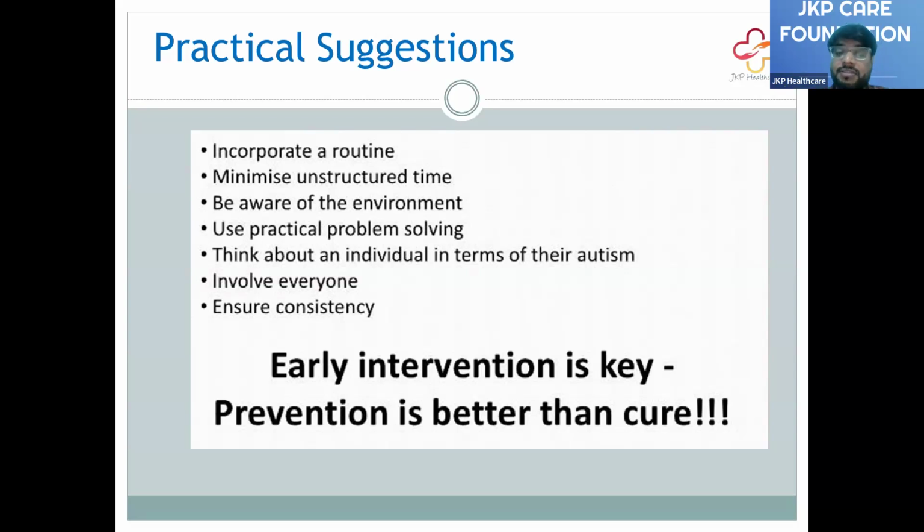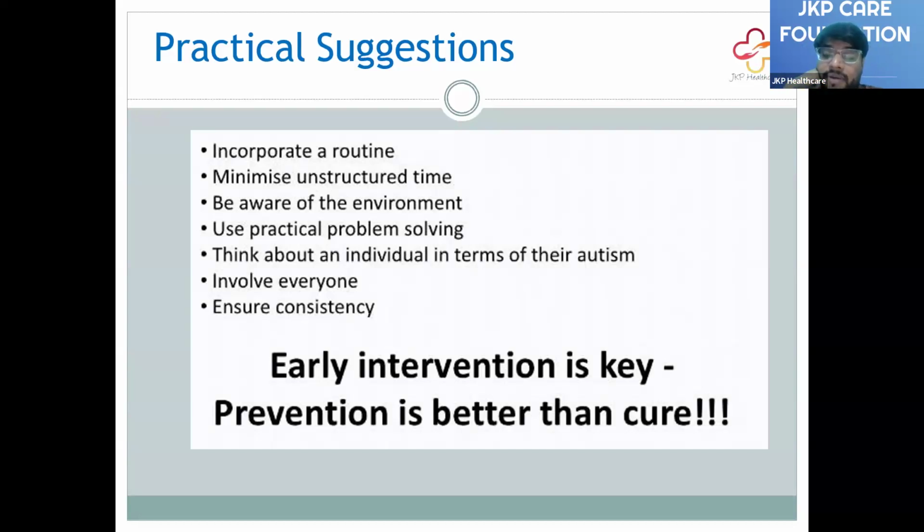Involve everyone. Yes, this is very important. If you are a therapist, involve parents. If you are a parent, involve the therapist. Involve family members who live with you under the same roof. Involve your husband also. So involve as many people as possible. Then you see the results much better. Ensure consistency. Today I am doing this, tomorrow I didn't do it, that won't work. Day after tomorrow I am doing this. After 2 days I'll do this. No. Consistency until the desired goal is achieved. So plan things until the desired goal is achieved.